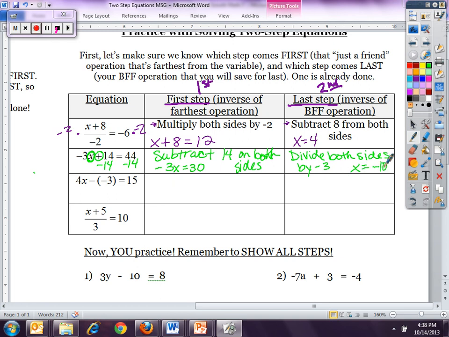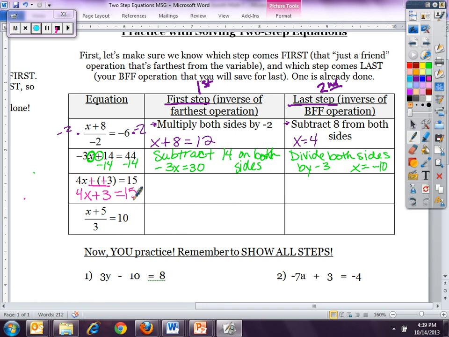Okay, so now let's look here. This one gets a little tricky. I need to look and see what's going on. Now, we've been talking about this for months. Subtracting a negative is the same as adding a positive. So if I rewrote this, it'd be 4x plus 3 equals 15. I'm not going to work this one out, I just want to show the words.